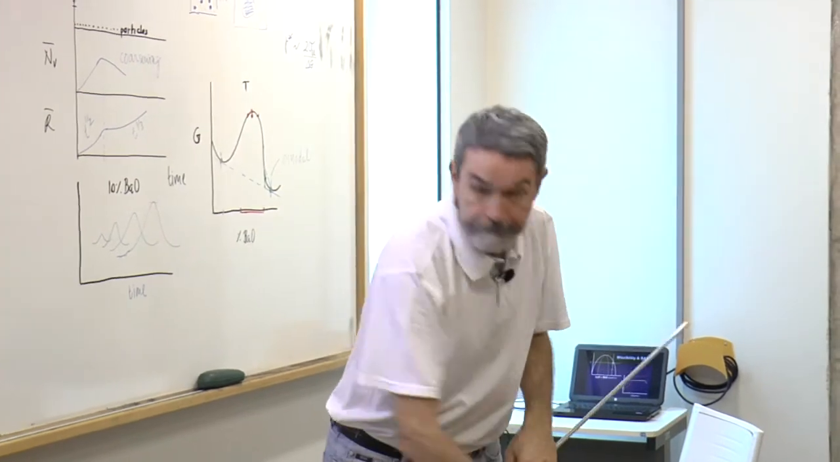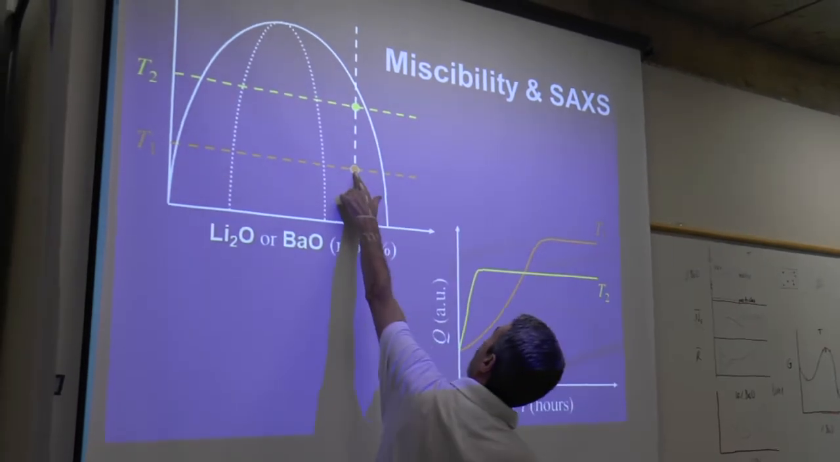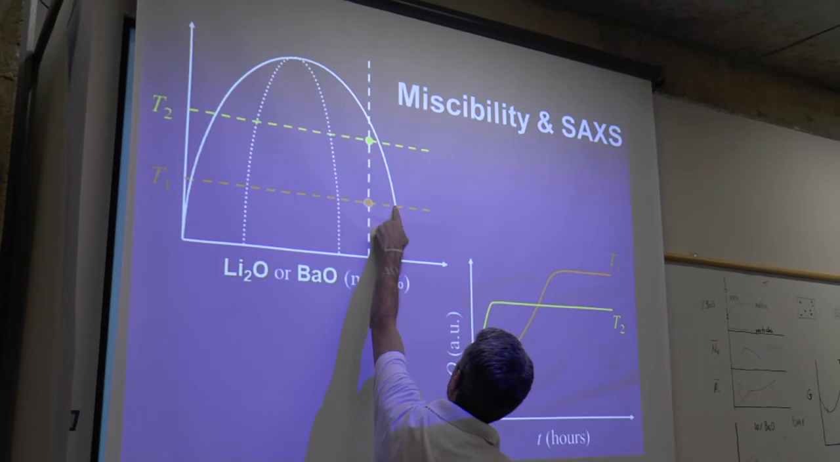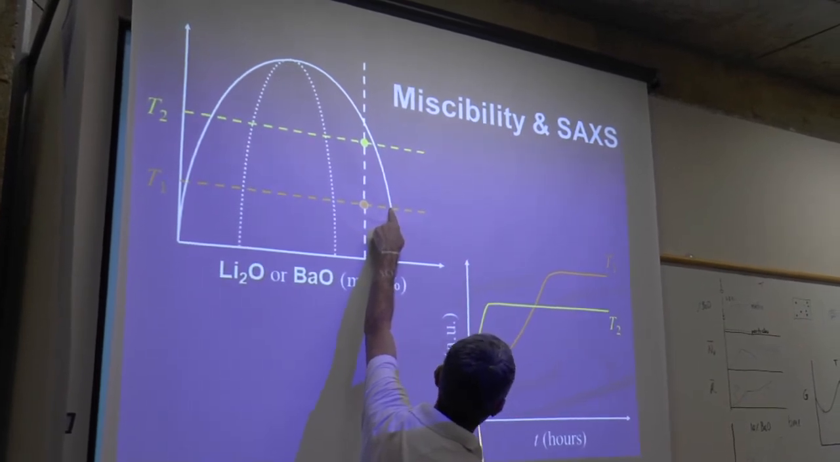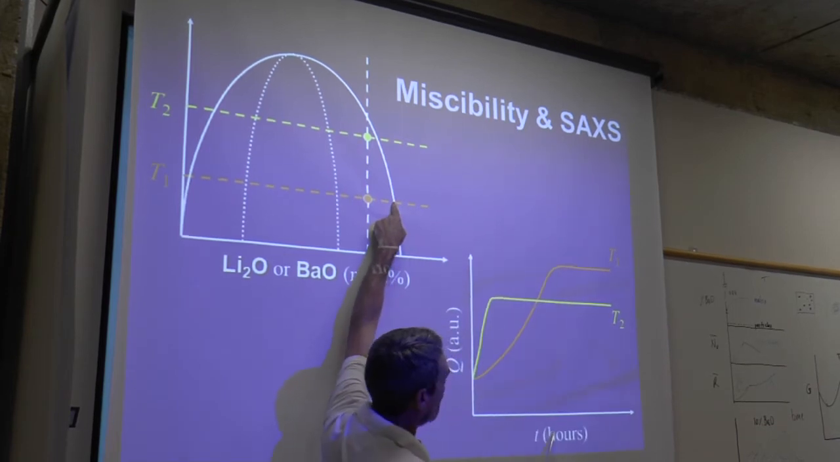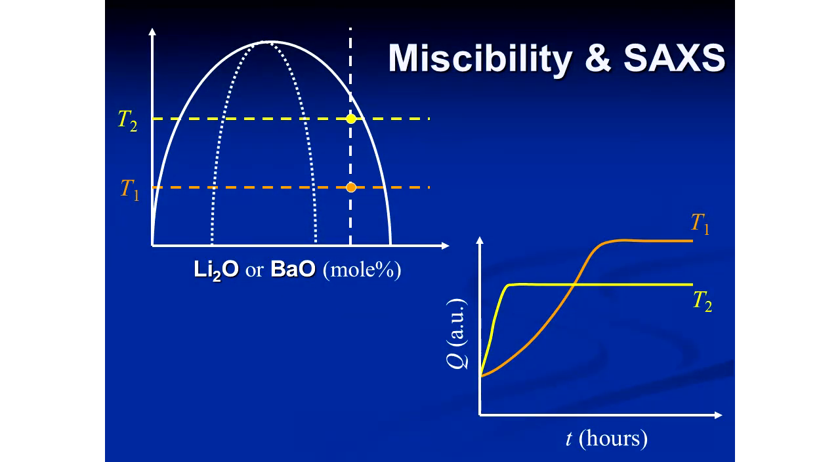Here's an example. If we are at this temperature T1 and heat treat this glass, it will go and reach the boundary. So at T1, it will go and reach the boundary. Q becomes constant. The same thing for another temperature or another composition. So we are interested in following these kinetics.